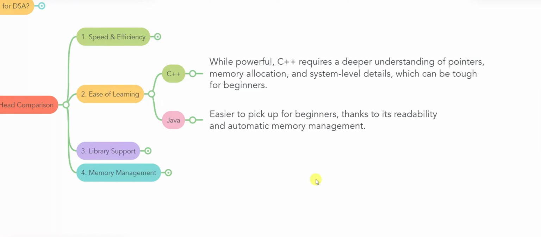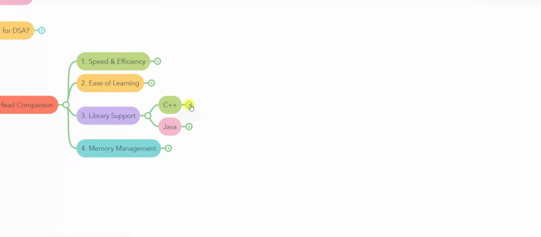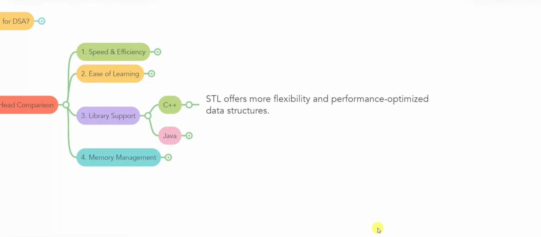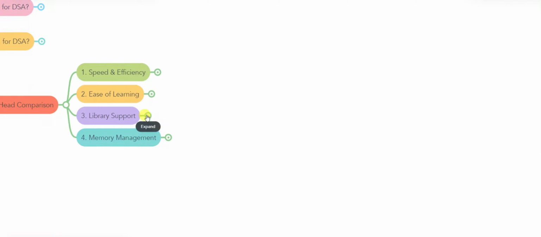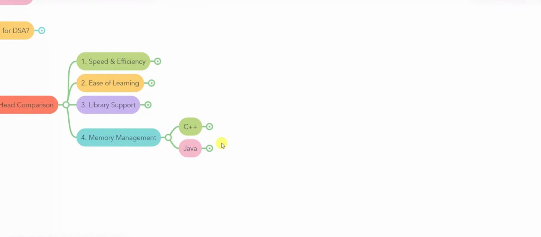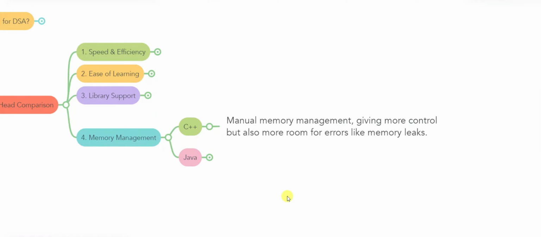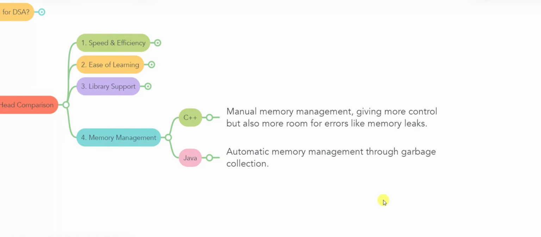Java is easier to pick up for beginners, thanks to its readability and automatic memory management. C++'s STL offers more flexibility and performance-optimized data structures. Java has strong standard library support for common data structures. C++ has manual memory management, giving more control but also more room for errors like memory leaks. Java has automatic memory management through garbage collection.